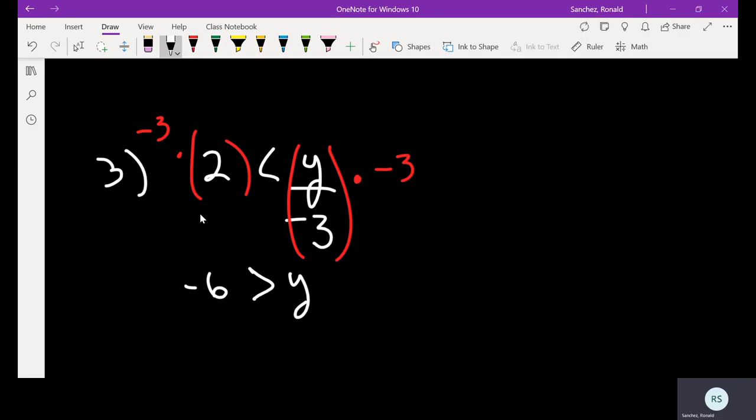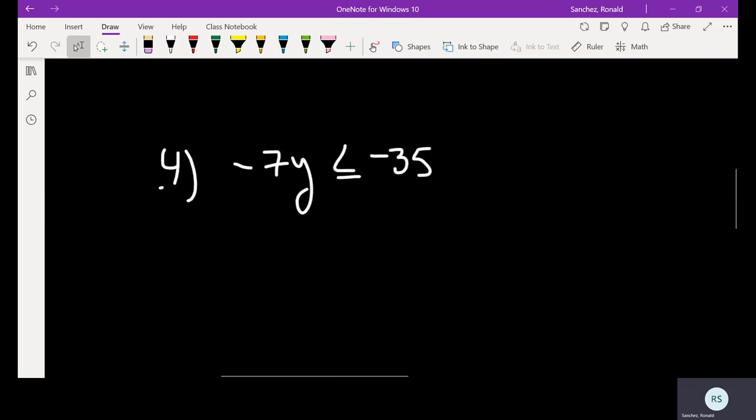So now the symbol is going to be pointing towards y instead of the number. Or I can write it like this. y is less than -6. So either of these solutions are correct. Both of them are correct.